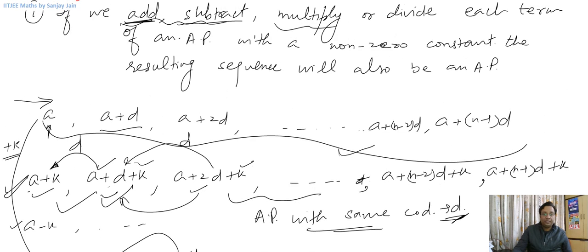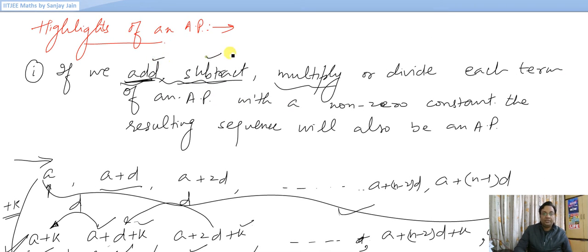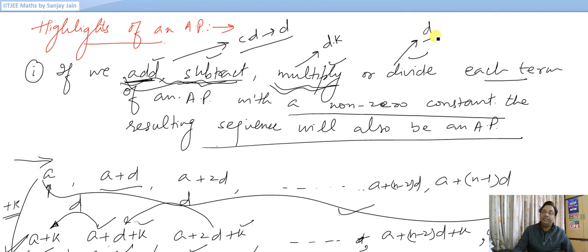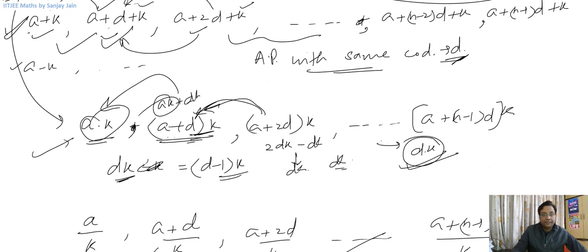So what was our first property? If we add, subtract, multiply or divide each term of an AP with a non-zero constant, the resulting sequence will also be an AP. In case of addition and subtraction, the common difference will remain the same, that is D of the original sequence. If we multiply, the common difference will be D into the constant that we multiplied with, and when we divide, the common difference will be D divided by K, where K is the non-zero constant with which we divided the original arithmetic progression. So this is the first property.